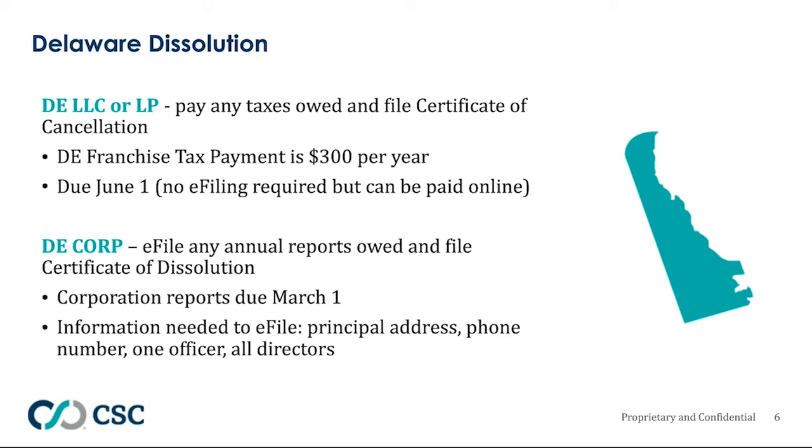The process to dissolve a Delaware corporation is a little more complex than an LLC or LP cancellation. Any annual reports owed and a certificate of dissolution are needed. For Delaware corporations, the reports are due March 1st, and all Delaware annual reports are required to be filed online. To complete the annual report, you must have the principal address, phone number, one officer, and all directors' information.